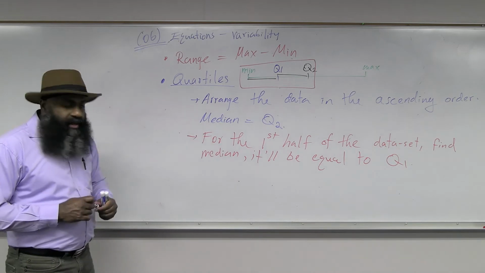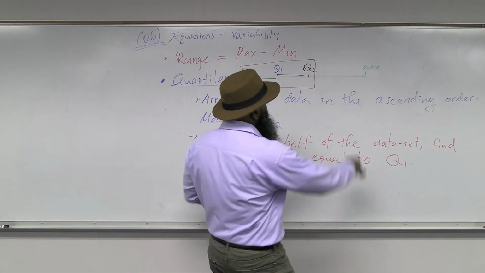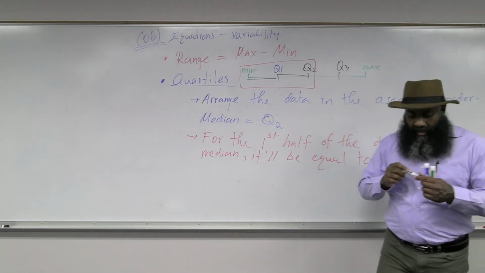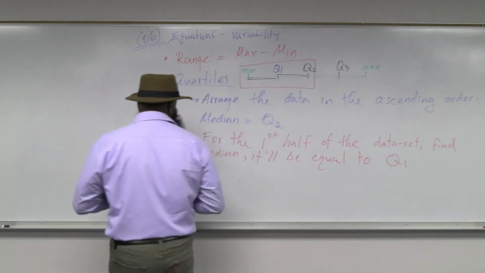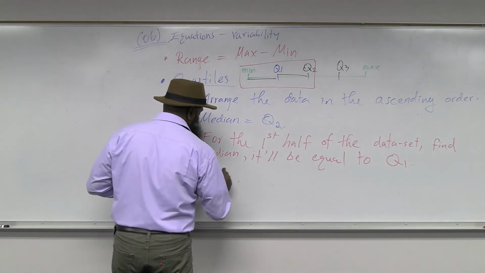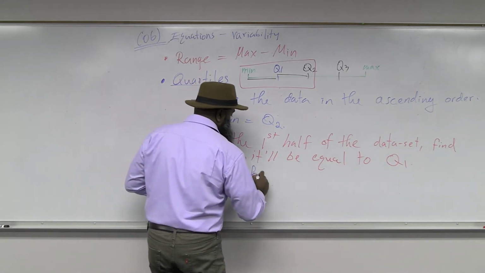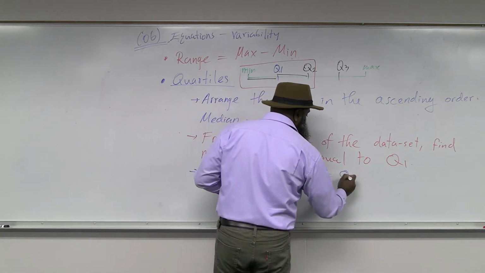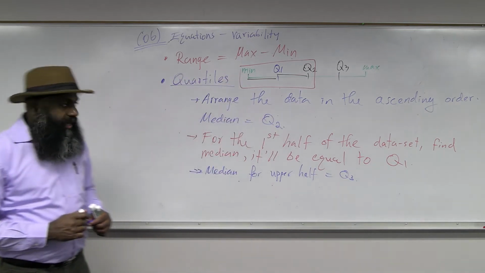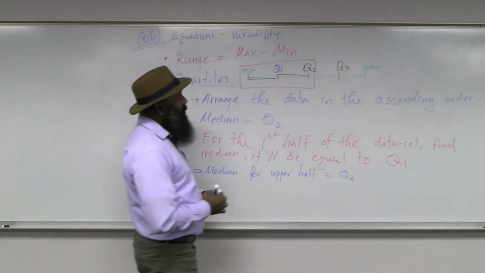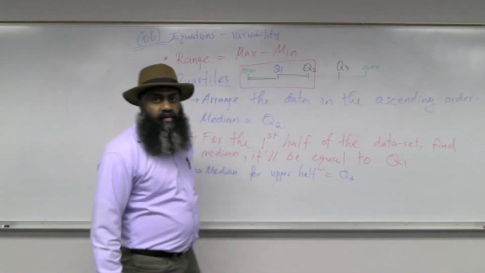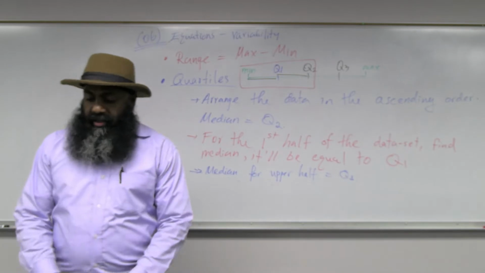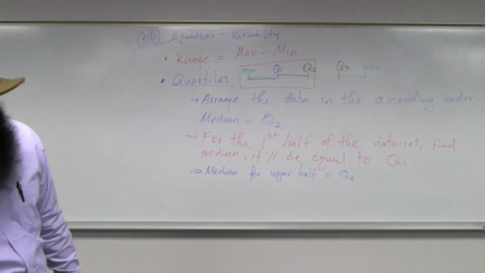In the same way, if you find the median for the upper half, you will have Q3. The median for the upper half is equal to Q3. And in your calculator, you can easily find Q1, Q2, and Q3 in the output for one variable statistics. All right, so that's how we calculate the quartiles.